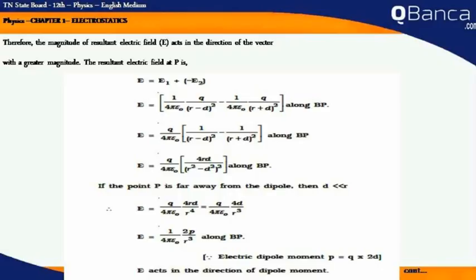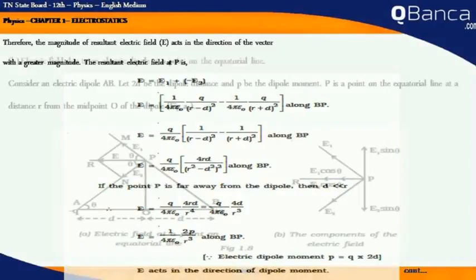Therefore, along BP, E is equal to 1 by 4 pi epsilon naught 2p by r cube, since the electric dipole moment p is equal to Q into 2d. E acts in the direction of dipole moment.